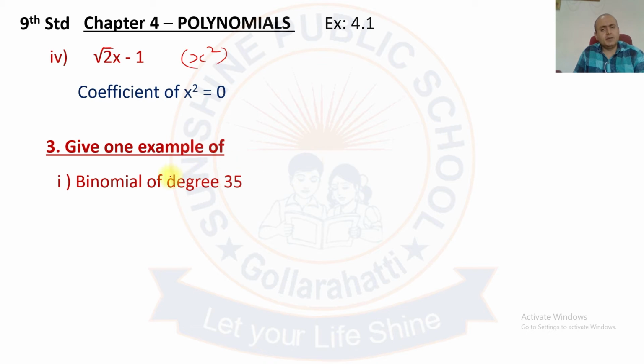So degree is nothing but a power. The highest power of a variable is called a degree. It should be 35. You can give any example. For example, I have given here a to the power 35 plus 7. It's a binomial term and the degree is 35 in this term. One more example is x to the power 35 minus 3. Here we got two terms, that is a binomial, and the degree is 35.